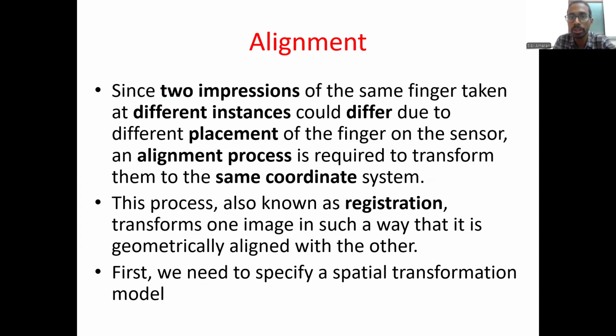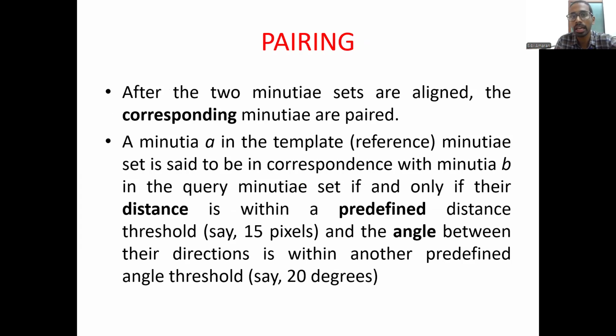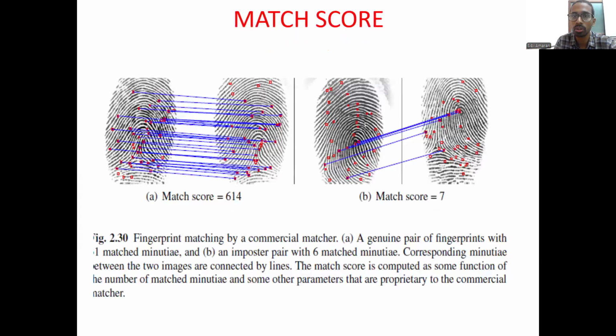Since the two impressions of the same finger are taken at different instances, they could differ due to the different placement of the finger. So we have to do the alignment process. That's what I said: after making an alignment, I have to do the pairing, and finally, I have to identify the score. You can look into the first image.